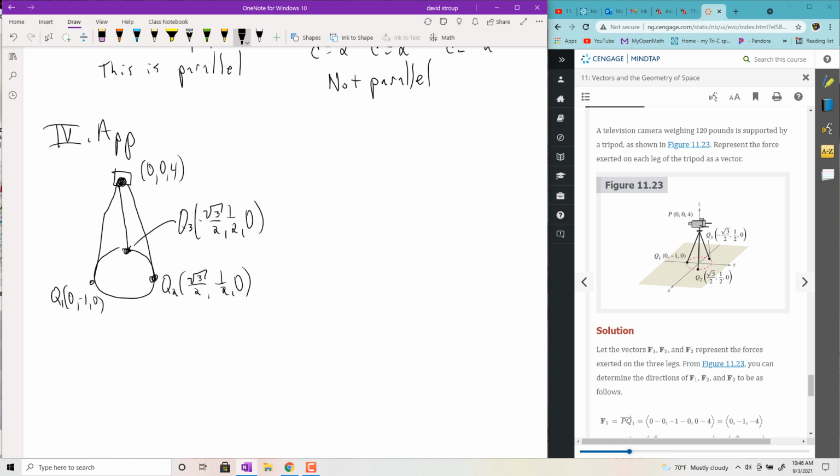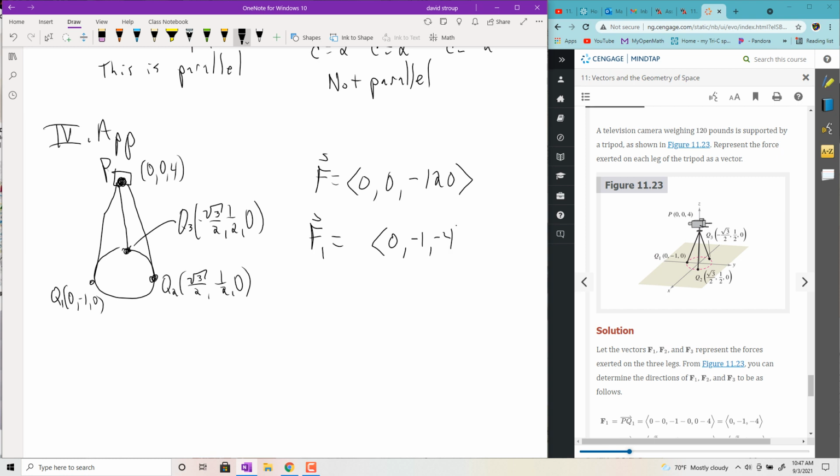The camera weighs 120 pounds, so the force vector for the camera is going to be 0, 0, and then the gravitational force going down, so -120. The force vectors for the legs, you can find the direction of the force by making vectors from the points given. So for the first leg with Q1, and I'm just calling this P, Q1P, you're forming a vector. So 0 minus 0 is 0, -1 minus 0 is -1, and then 0 minus 4 is -4.